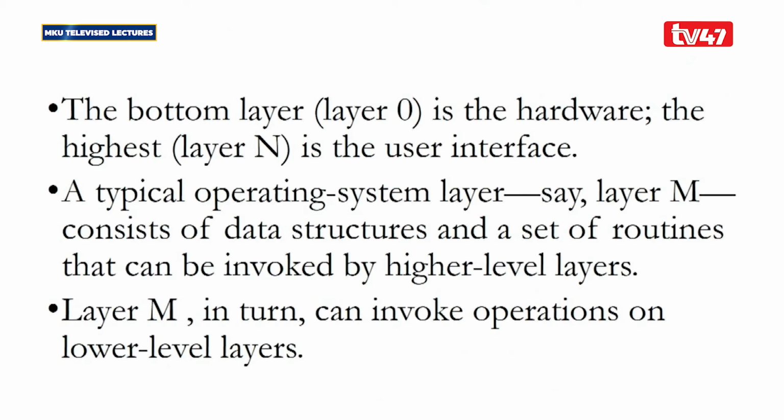So if a layer is on top of another layer, it can access the information that is below it, but not the one above it. Then layer M in turn can invoke operations on the lower level layers. So it is clear. If you have layer 0 on the bottom and layer N at the top, the layer that is above you, you cannot access that service, but you can access the layers below the particular layer that we are at.